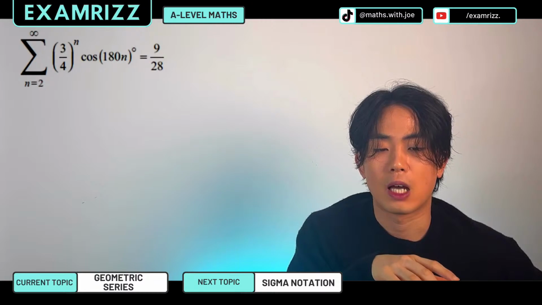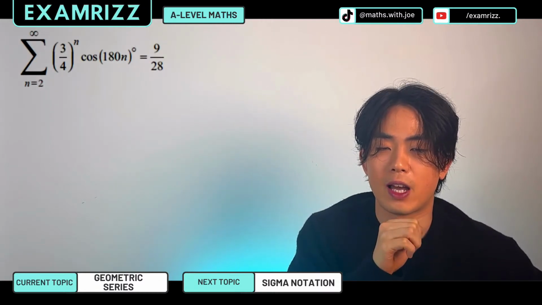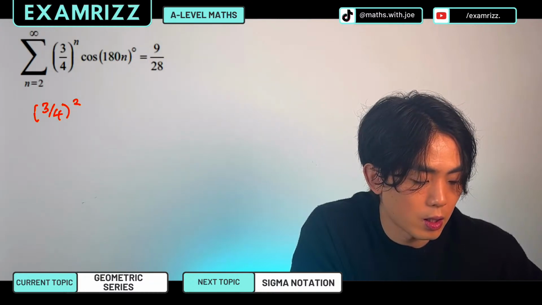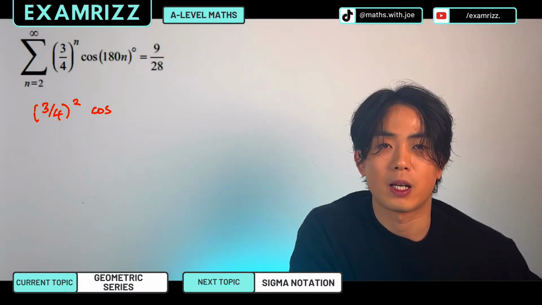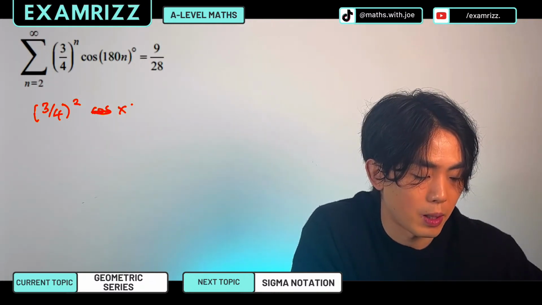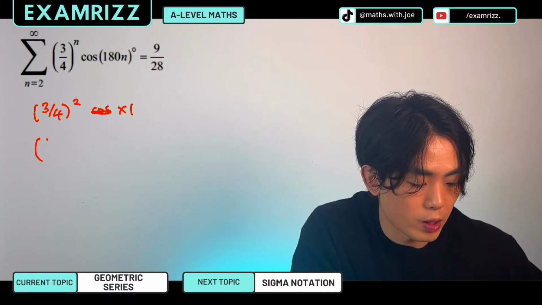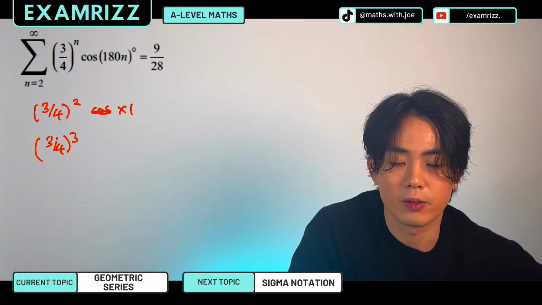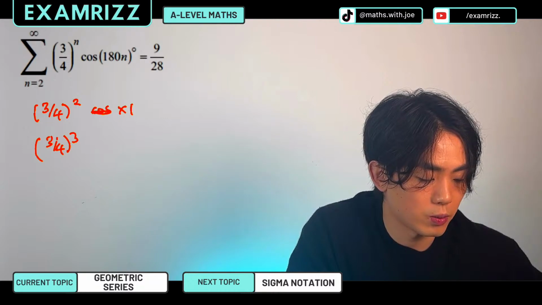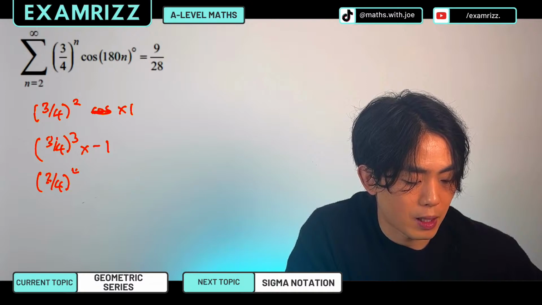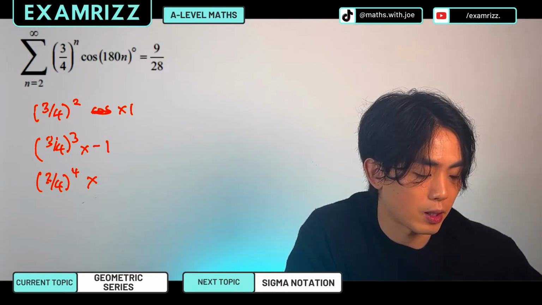So in this case, what I'd advise you to do is plug in certain values of n, starting off with the first value. So let's plug in n is 2. If you do, we get 3 over 4 squared times cos 360, since 180 times 2 is 360, right? And if you look at the cos diagram, cos 360 is just going to be 1. So I'm going to times it by 1. The second term will be 3 over 4 cubed times cos of 180 times 3, which is 540, and that's going to be minus 1. So times minus 1. The next term, 3 over 4 to the power 4, and if you do the same thing, that's going to be times 1 again.